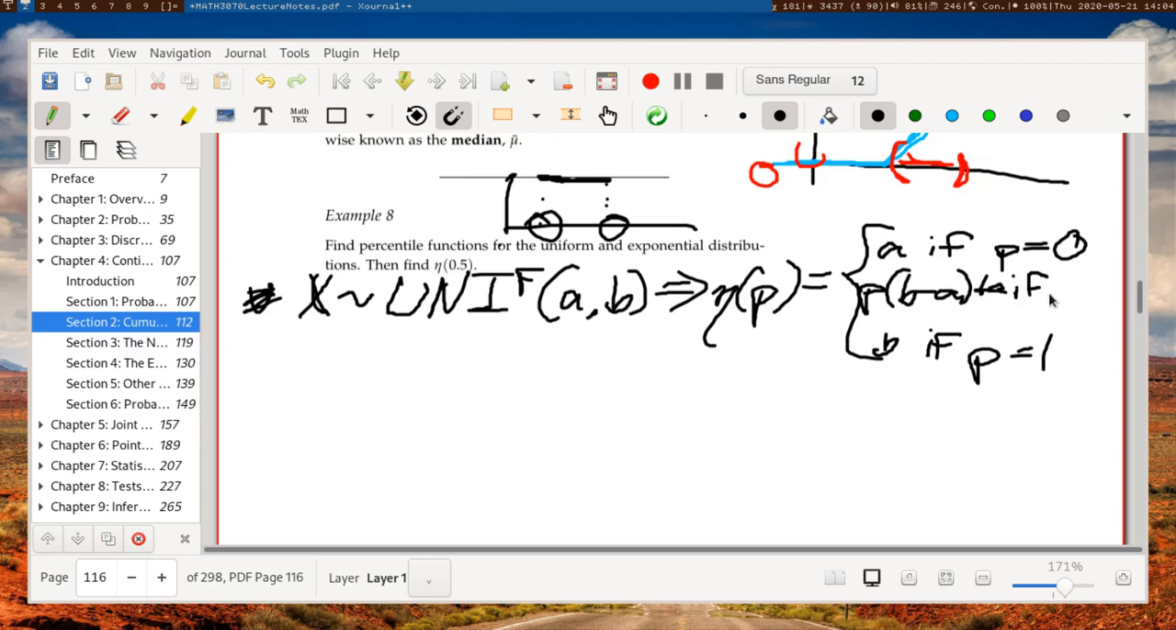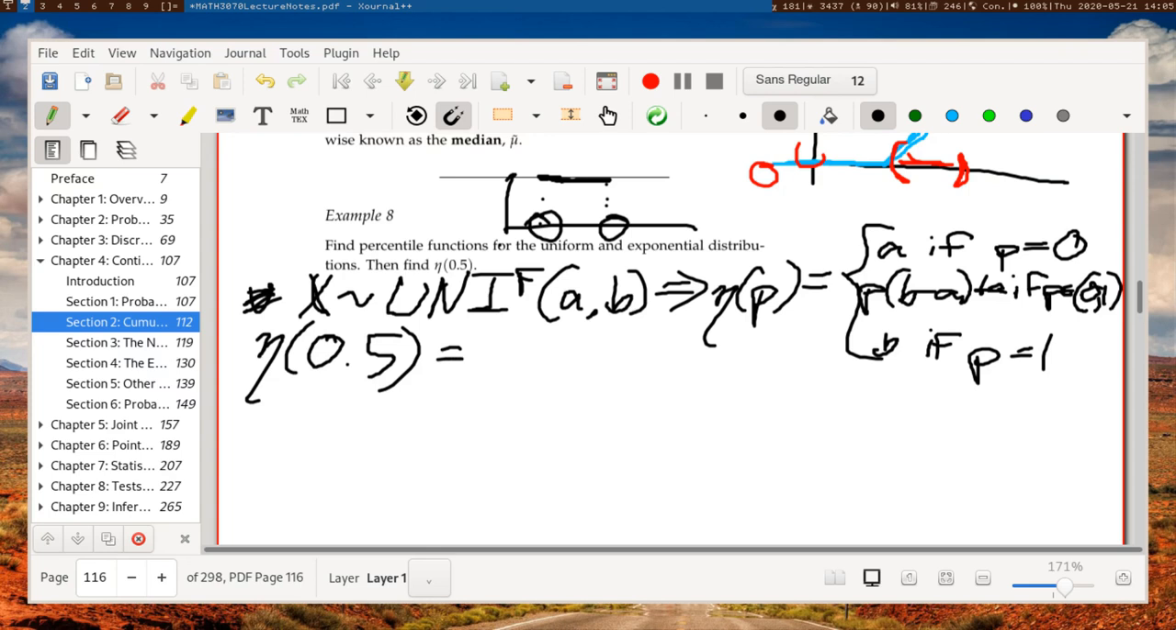All right, and let's see. Next one. Well, actually, first, I did ask to find the median. So what's the median for the uniform going to be? Well, we're going to use that middle part. I can write 0.5 as 1/2. That's the same thing, right?